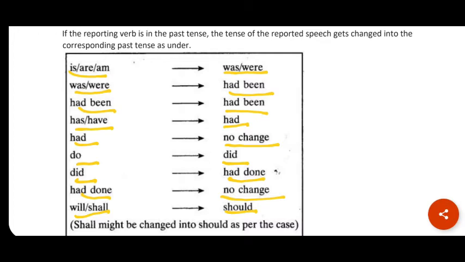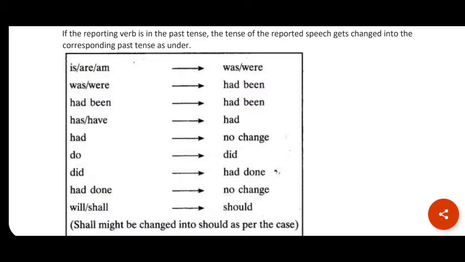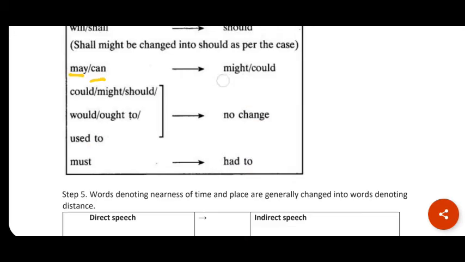So shall, you can change shall into should as per the case. So may will change into might, can changes to could, might, should, would, ought to. If these verbs are used, there is no change. If must is used, it is changed to had to. So you must note down these changes in your notebook.